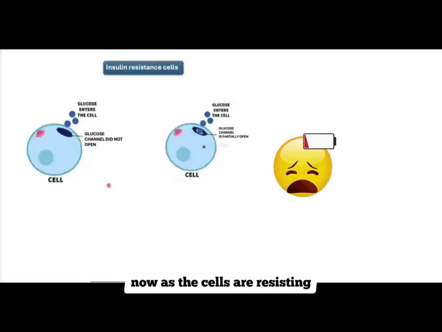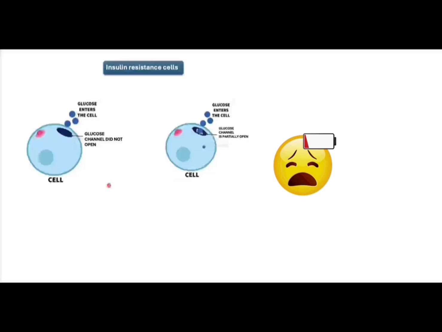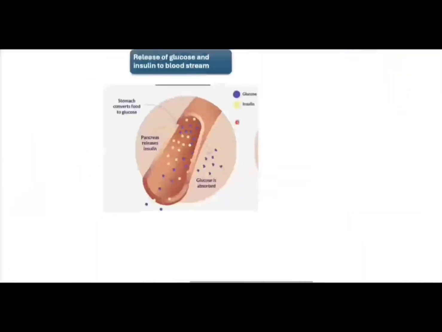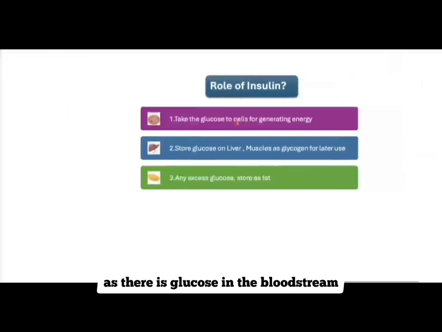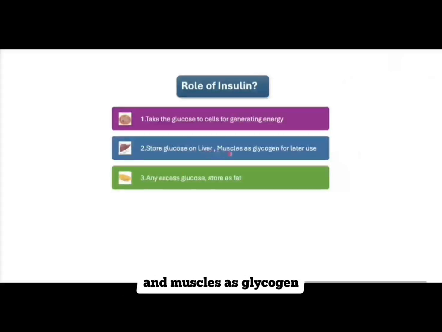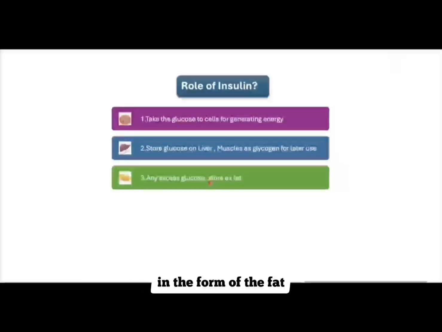Now, as the cells are resisting insulin and the glucose channel is not opened, the glucose will not enter the cell. So the glucose will keep remaining in the bloodstream, and the pancreas will release more and more insulin as there is glucose in the bloodstream. Now what this insulin will do, as the cells are resisting glucose, is store this glucose in the liver and muscles as glycogen, and it will also store all the excess glucose in the form of fat.